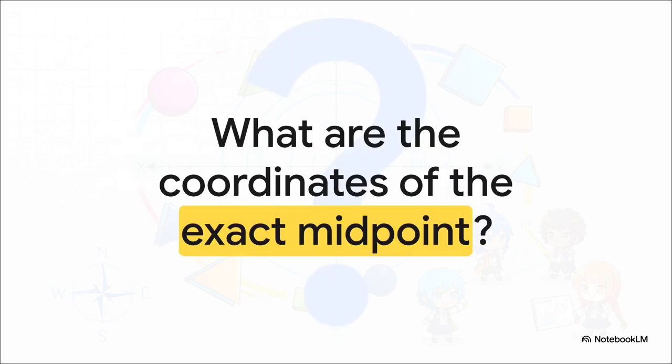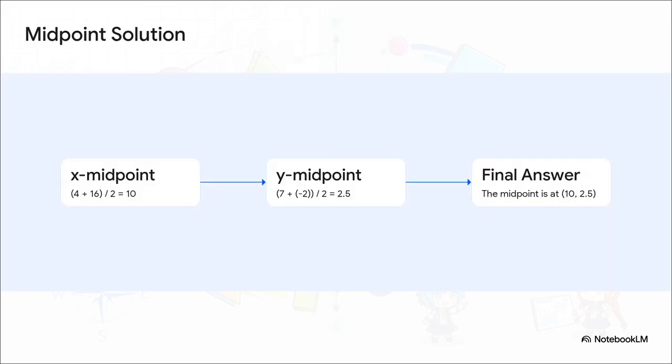All right, question 3. Let's pull out that midpoint step-by-step guide we went over earlier. We need to find the exact center between point A at 4, 7 and point B at 16, -2. Think about it. What is the average of 4 and 16? And what's the average of 7 and -2? Let's just do it step by step.